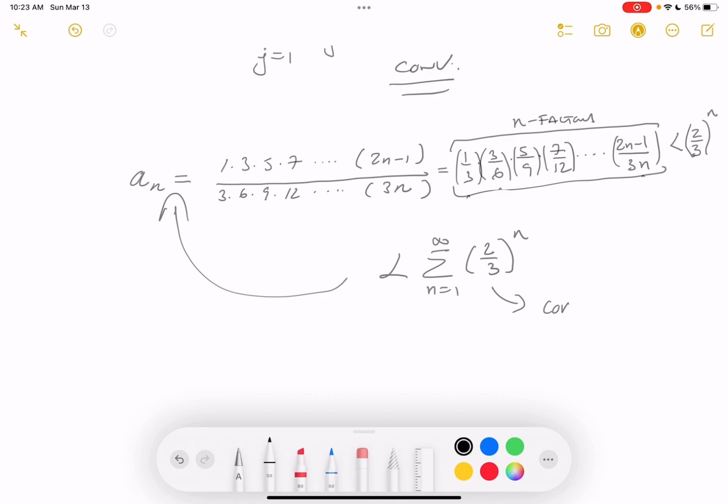It's a convergent geometric series. It converges to a number. Therefore, this one converges to a number. So the conclusion: convergent. End of story.